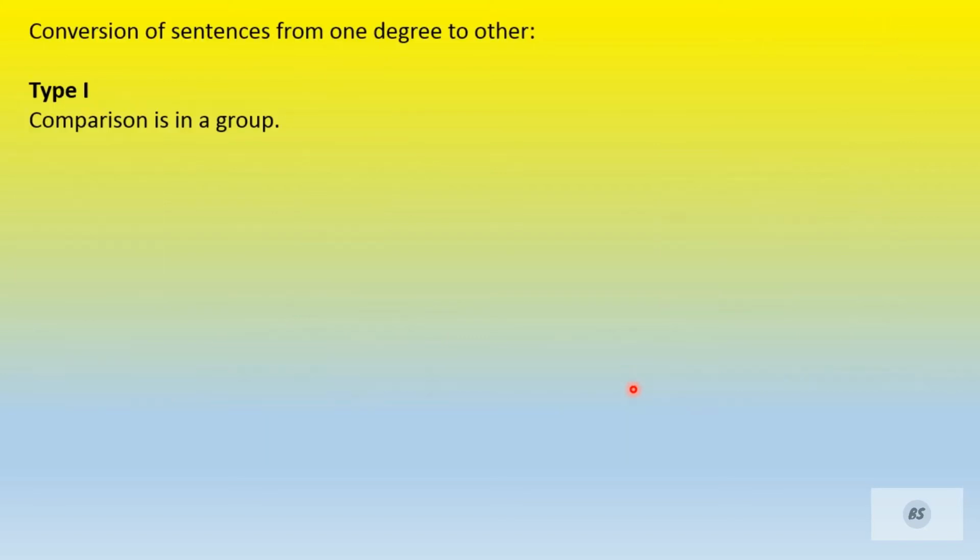Now let us learn how to convert sentences from one degree to another. Now you will be given a sentence, and you will probably be asked to convert from positive to comparative, or comparative to superlative, like this. So you have to understand how it is to be changed. But for that you will have sentences of three types. Now let us see the first type of sentences, where comparison is in a group.